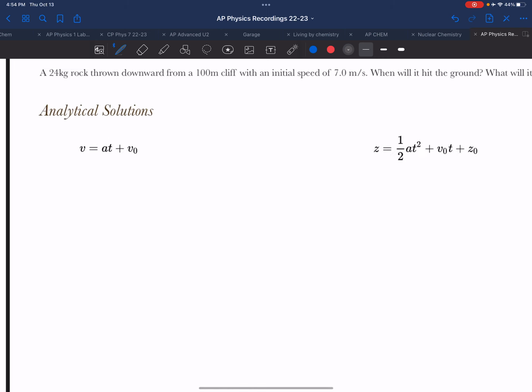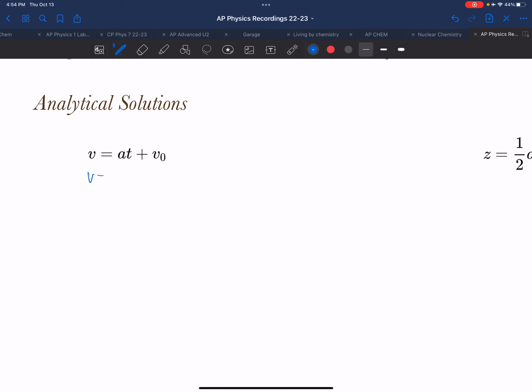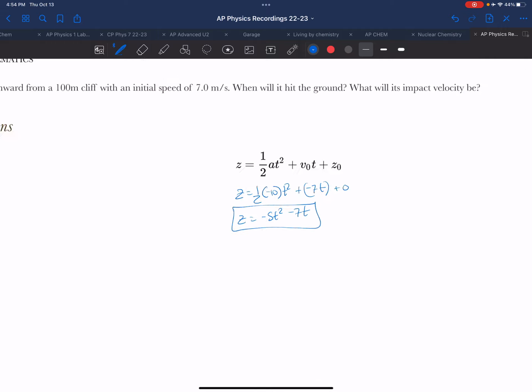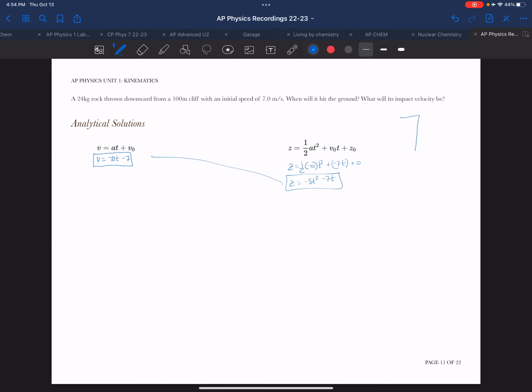Now, moving to our analytic solutions, we know our velocity is equal to the acceleration, minus 10, and our initial velocity is minus 7. So this is our model that will give us the velocity for any instant in time. With our z, we have z equals 1/2 times minus 10 t squared plus minus 7 times t, and we'll make our initial position 0 again. So that's minus 5t squared minus 7t, which will give us our vertical position. So these are our two equations. And again, from the previous, we set this equal to 0 and this equal to minus 100. The positive is the up direction, the negative is the down direction.